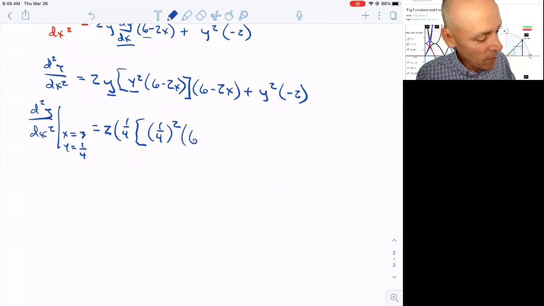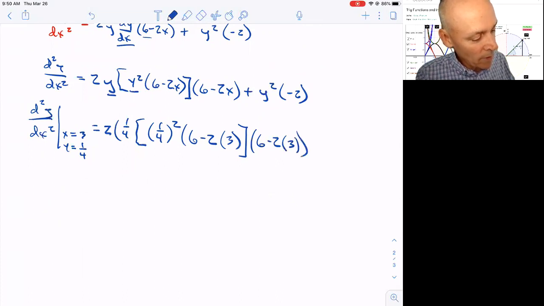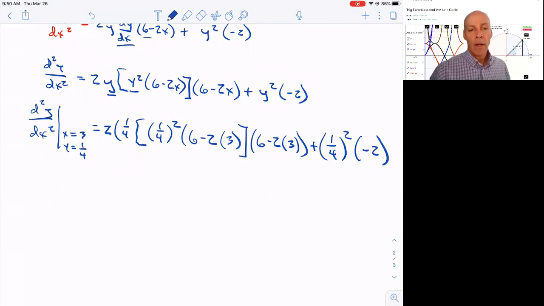Times the quantity 6 minus 2 times 3. That's my value for x. Brackets times 6 minus 2 times 3. Parentheses plus y squared, 1/4 squared times -2. Now, that hot mess right there is our answer. Aren't you glad we don't need to simplify a numeric answer? We'll leave that up to some poor AP reader to figure out that is correct.